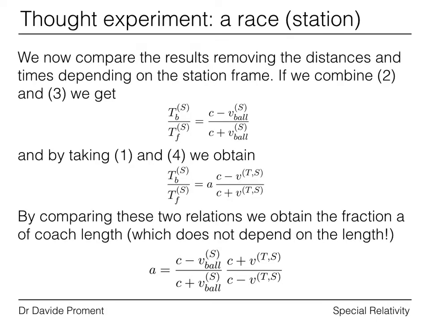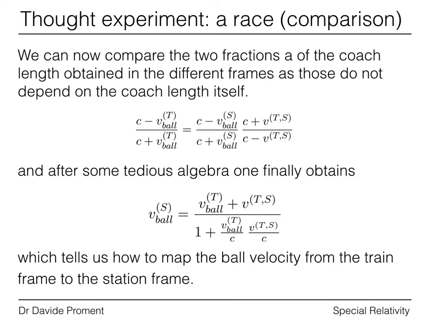Also in this second frame, we were able to compute the fraction of the coach length, A, that the ball travels before it meets the photon again. As fractions of lengths are independent of the inertial frames used to measure them, we were able to relate the velocity of the ball measured in the train frame to the one measured in the station frame, all as a function of the velocity between the two frames.